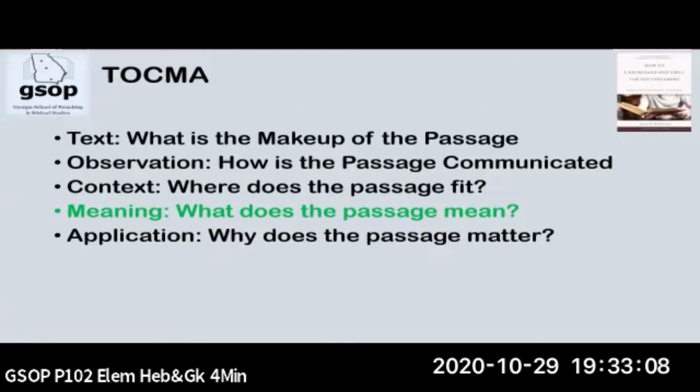G.K. Beale is a famous scholar. He defines typology. A lot of people struggle with type and antitype. Antitype doesn't sound normal. It sounds like the opposite, or against the type, but that's not quite right. He defines it as follows: the study of analogical correspondences among revealed truths about persons, events, institutions, and other things within an historical framework of God's special revelation.